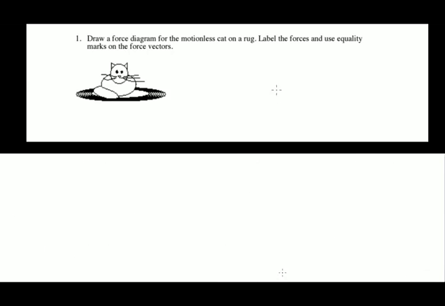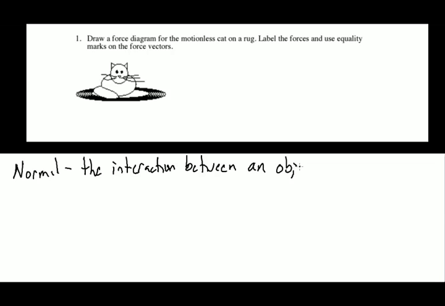Not going to talk about gravity. We've spoken about gravity, but let's talk about this normal force. All right, what is this thing? This is the interaction between an object and a surface which is perpendicular to the surface.